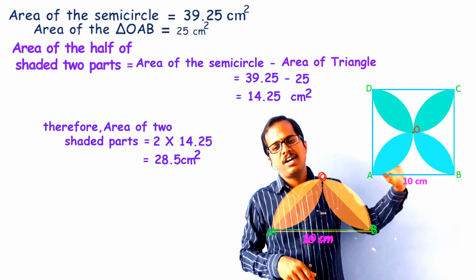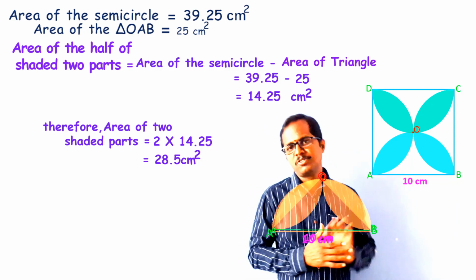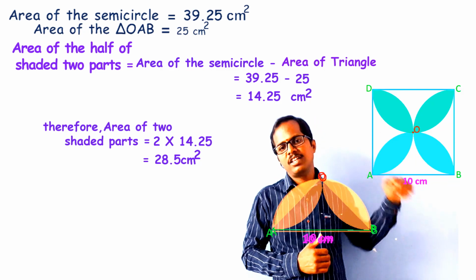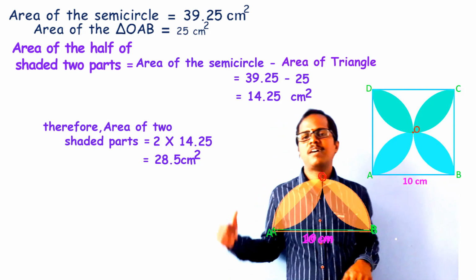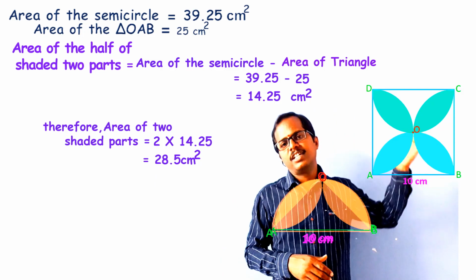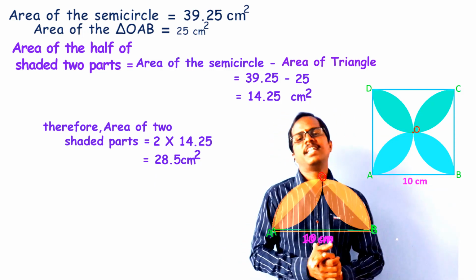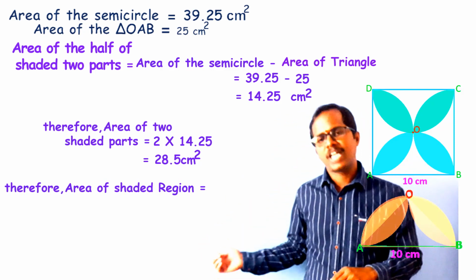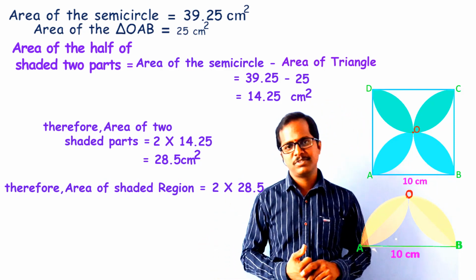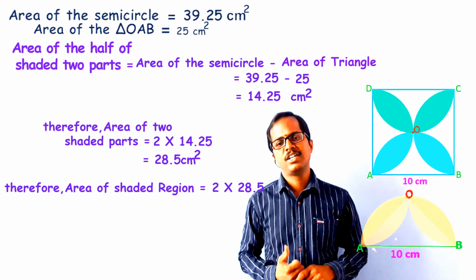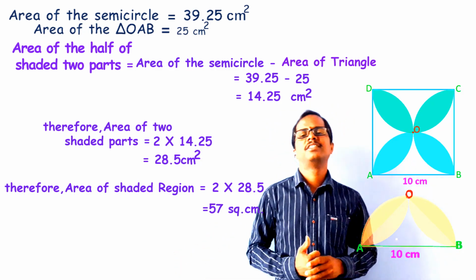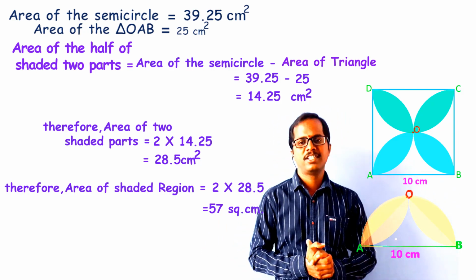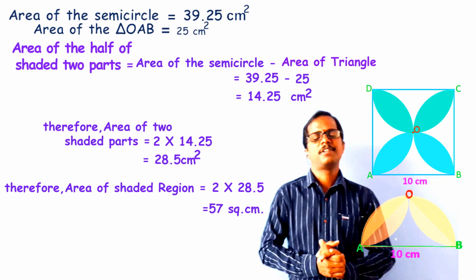But in the figure, we have 4 shaded parts altogether. We got the area of only 2 shaded parts. So to get all the 4 shaded parts, let us double this area again so that we get the area of the total shaded region. Therefore the area of the shaded region equals 2 times 28.5. By doubling it, we get 57 centimeters square. Therefore the required area of the shaded region is 57 centimeters square.